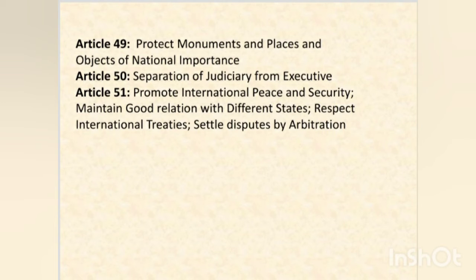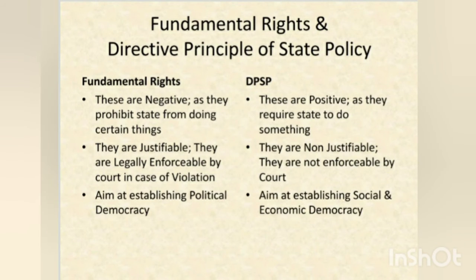Then we have the 86th Amendment, which was in 2002, which talks about Article 45, which is free and compulsory education to all the children till 14 years. The last amendment was the 97th Amendment, which was in 2011, in which Article 43B was inserted.